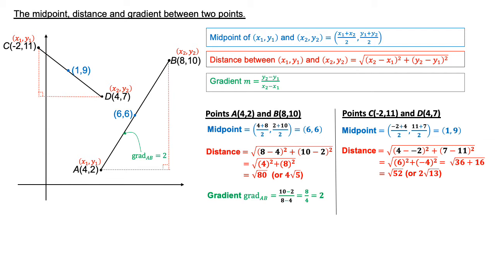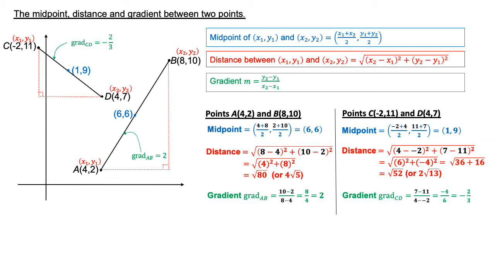So we've got 6 squared plus, now 7 take away 11 is minus 4, because we've had to follow the order in this case, y2 minus y1. So it does give us minus 4, but because we are now squaring those numbers, they become positive, which is why I get plus 16. So there we are, there's the distance.